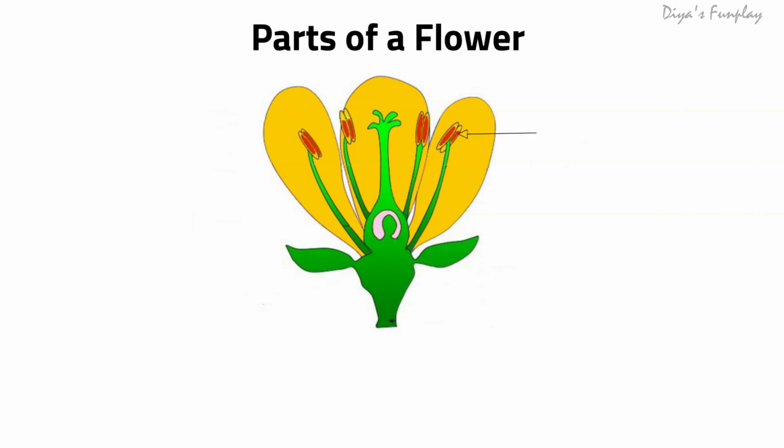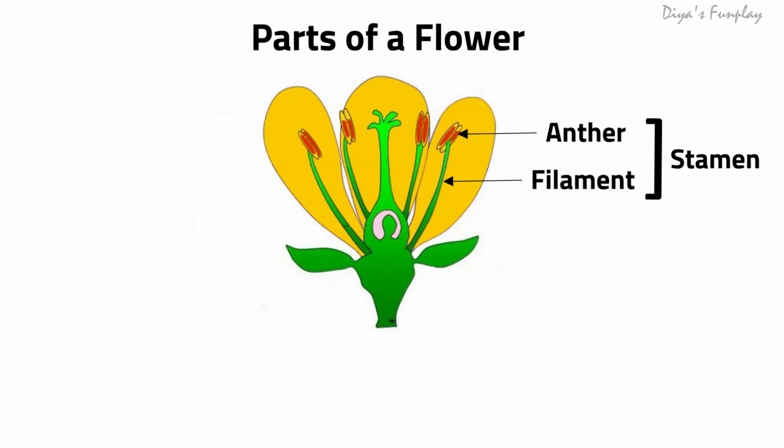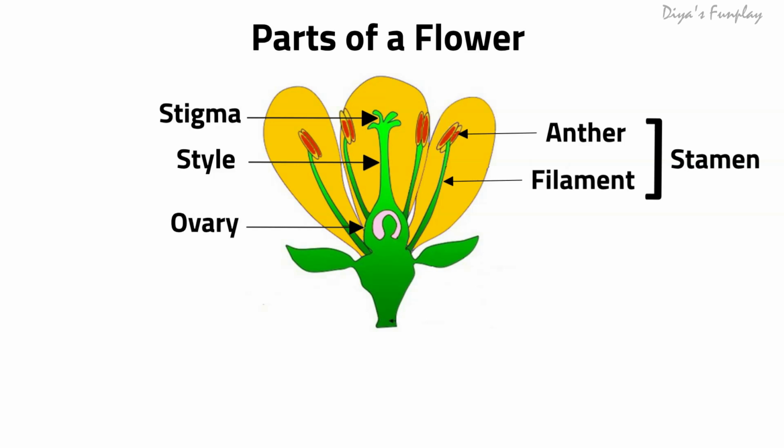The male parts of the flower are the anther at the top and the filament that supports the anther. The anther and the filament are collectively called the stamen. The female parts of the flower are the stigma, style, and the ovary. All these three female parts are collectively called the pistil.